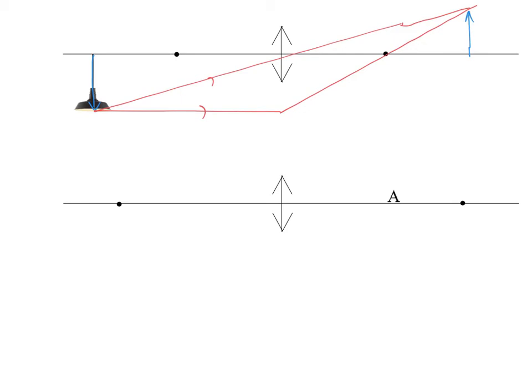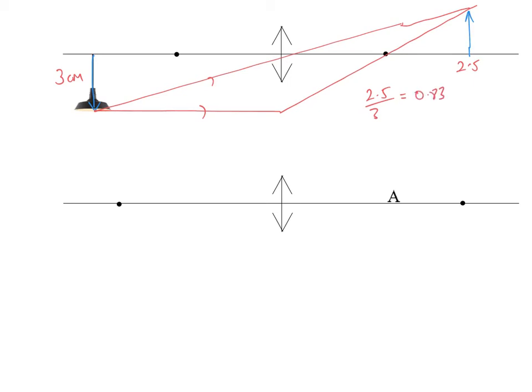So if we wanted to find the size of the image or the magnification, this one, let's say, is 3 centimeters, and it's slightly smaller, not much in it, but let's say this is 2.5 centimeters, so the magnification would be 2.5 over 3, and that gives us a magnification of 0.83.